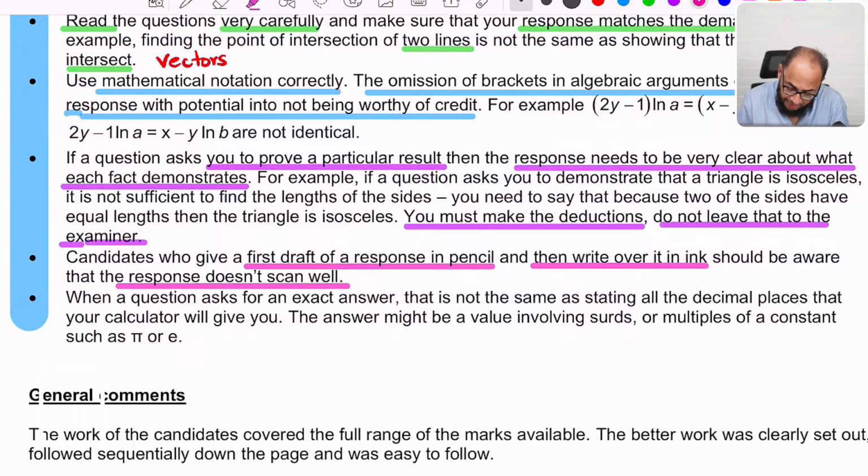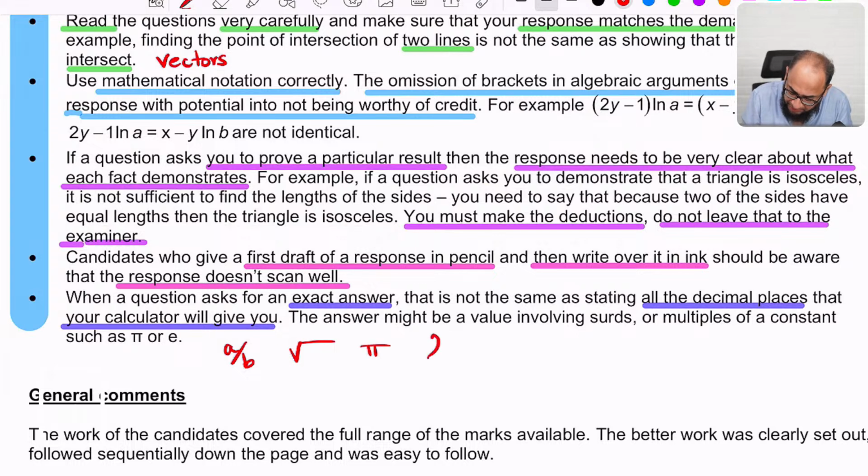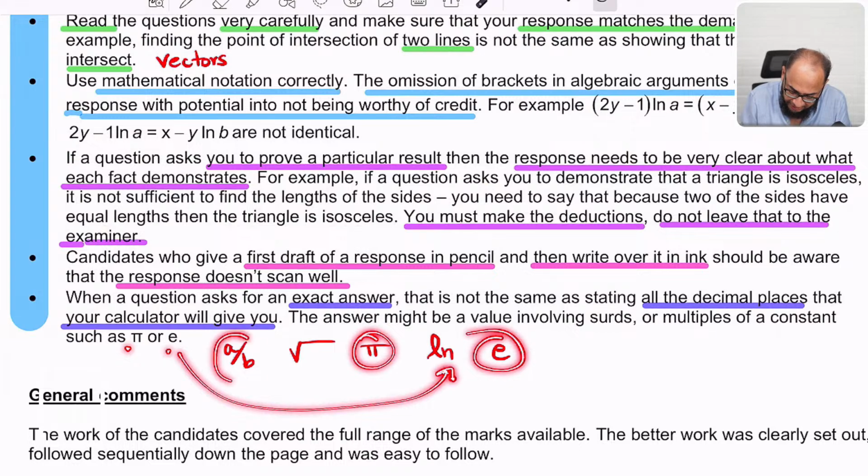So now the next one, it says when a question asks for an exact answer, I have emphasized this over and over again. Do not work in decimals and then say, okay, this is the same thing as the exact answer. The examiner does not like that. This is not the same as stating all the decimal places that your calculator will give you. That is inexact. Exact answer means what? Exact answer means fraction. It means surd form. It means in terms of pi. It means in terms of ln. It means in terms of e. This is all exact. So now what does it say? It says over here that the answer might be a value involving surds or multiples of a constant such as pi or e. Pi or e, ln is also there, and fractions are also exact.